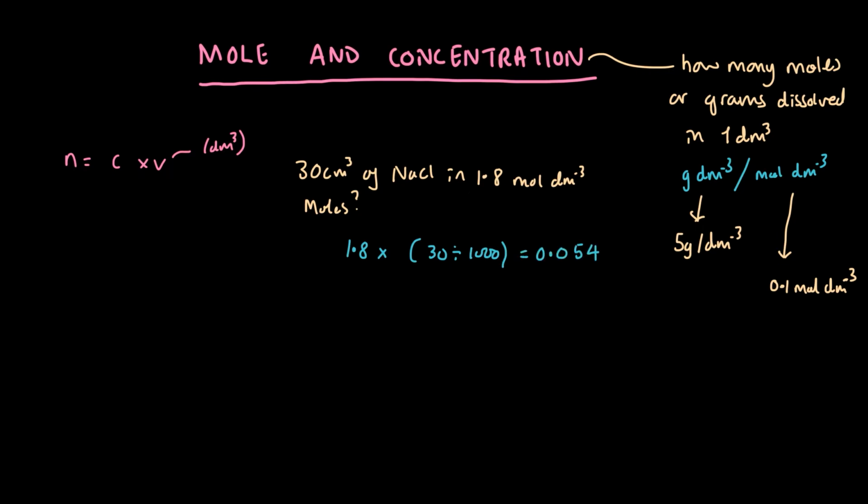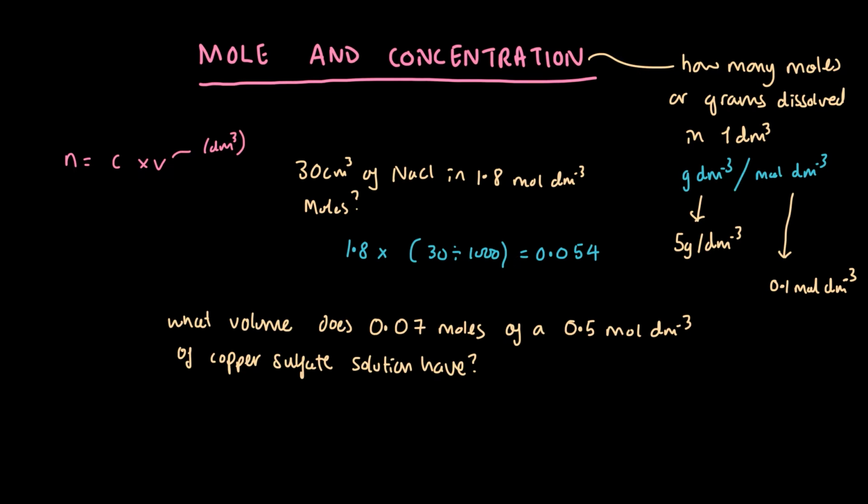Here's another question. Rearrange the equation, so volume equals moles over concentration, so that's 0.07 divided by 0.5, and the answer is 0.14 dm cubed.